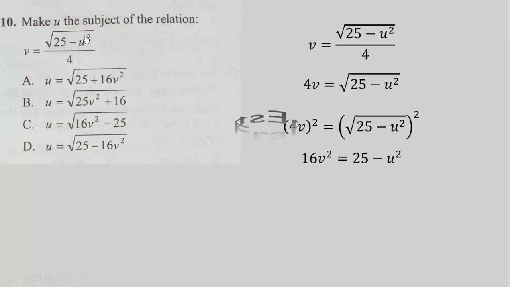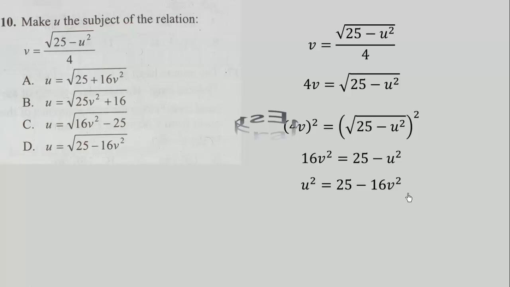And we are making u the subject, so we need to quickly move the u squared to this side. That is, we add u squared to both sides of the equation. And that will give us u squared is equal to 25. Then this one also moves here. In other words, we subtract 16v squared from both sides of the equation, and that will give us this expression.